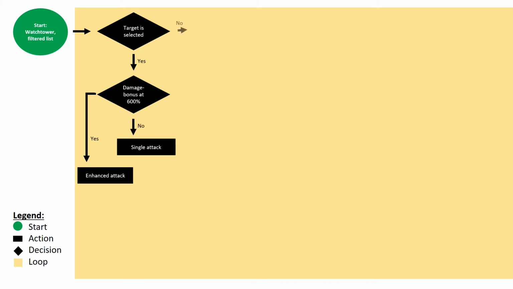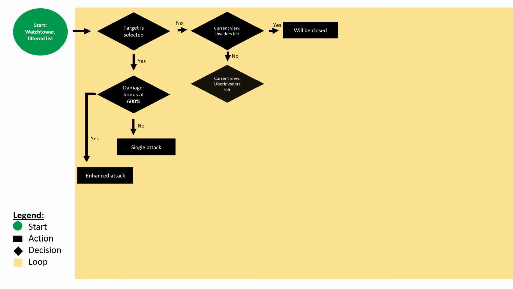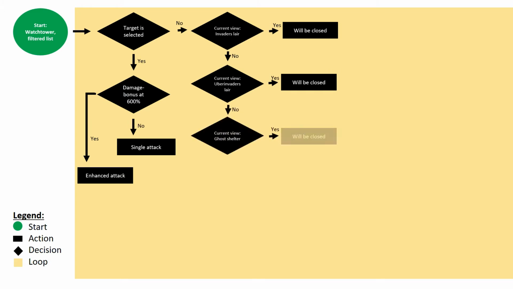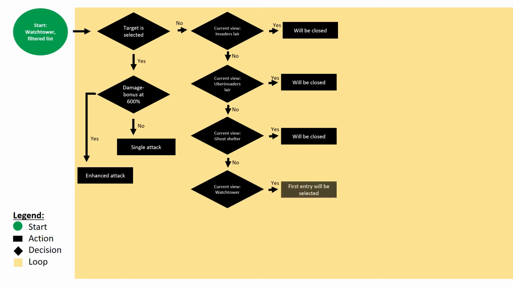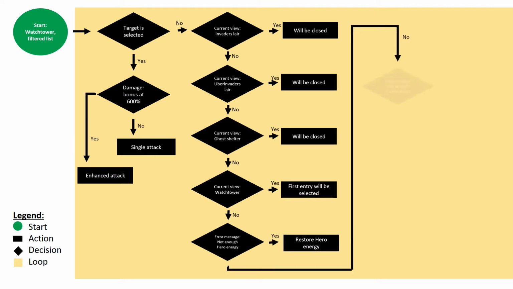If there is no target currently selected, then we check the display. If there is an invaders layer, it will be closed. If there is an Uber invaders layer, it will be closed. If there is a ghost shelter, guess what? It will be closed. If there is only the list of the watchtower shown, then the first entry will be selected. Should there be the error message that there is not enough hero energy, then it will be restored. And because the script is for invaders and ghosts, it will do the same with the shaman power.